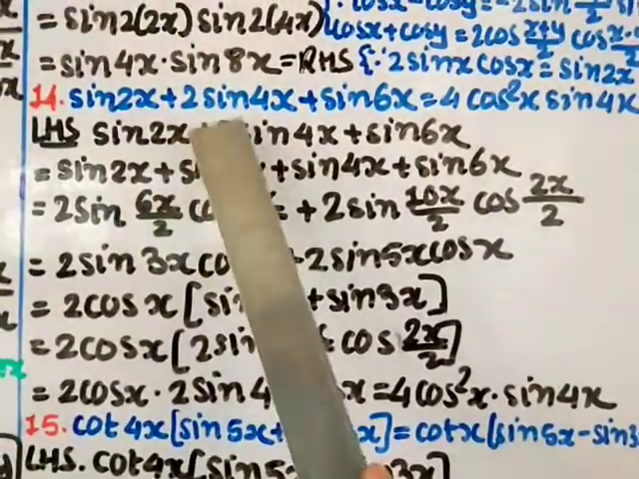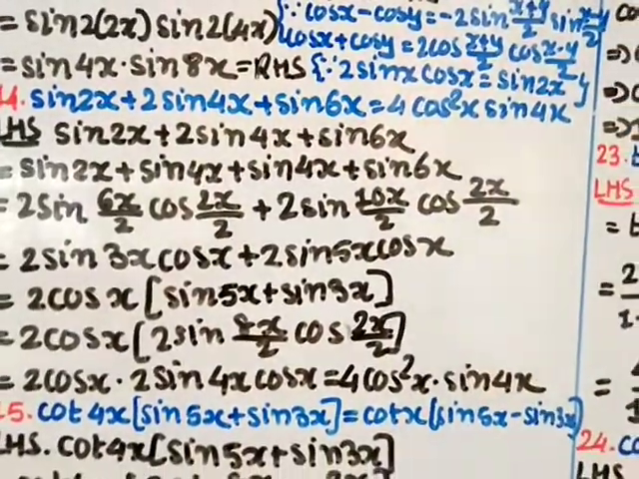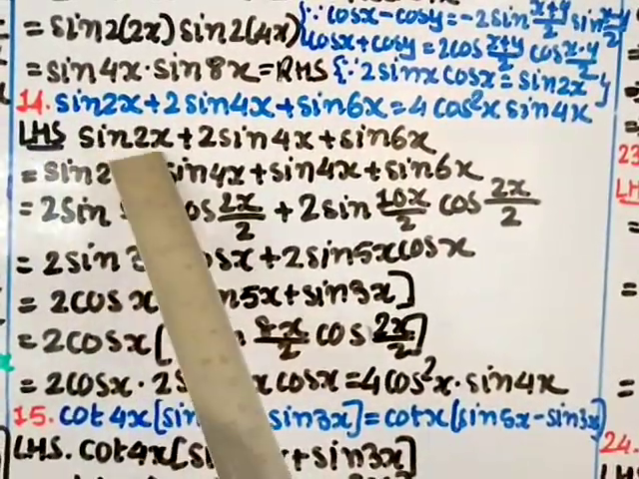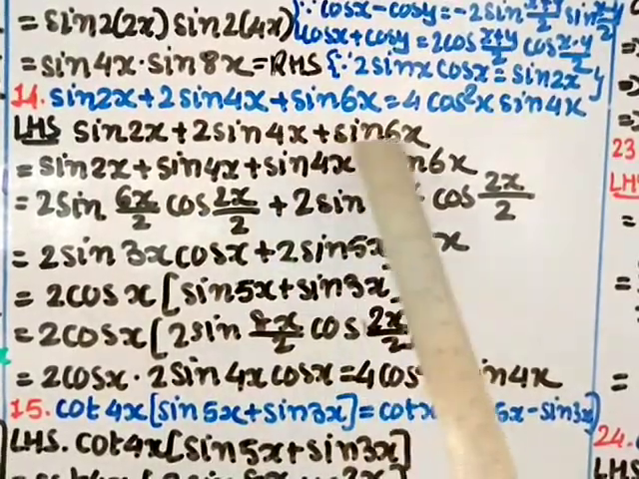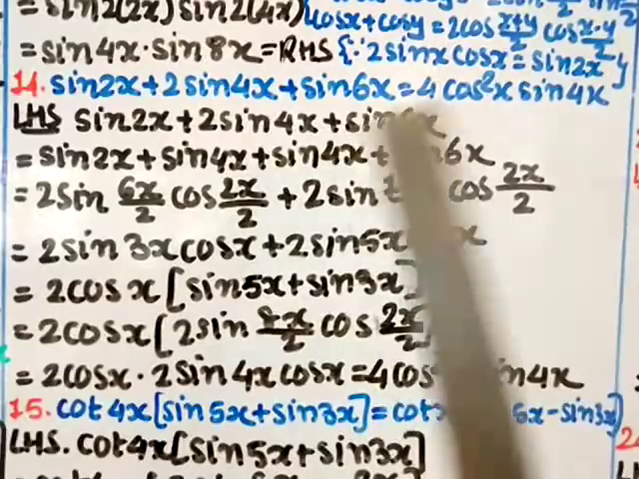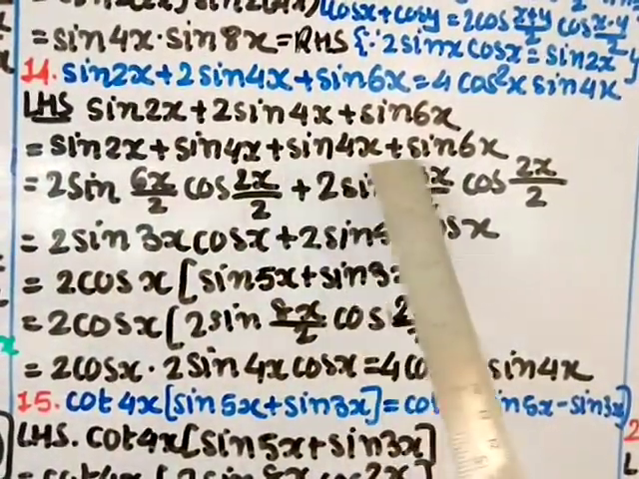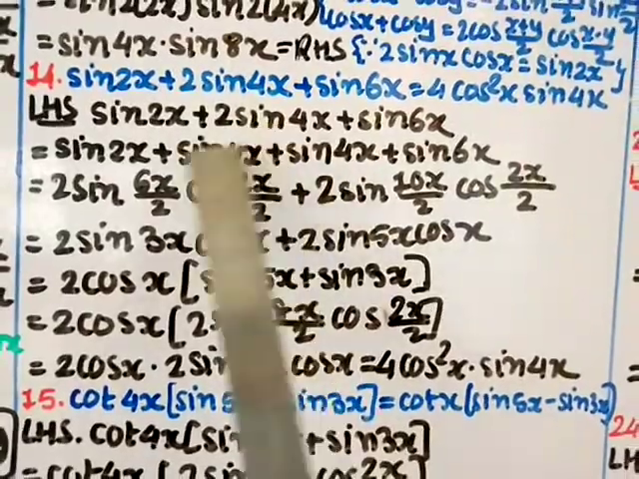Question number 14. Sin 2x plus 2 sin 4x plus sin 6x is equal to 4 cos square x sin 4x. Left hand side: sin 2x plus 2 sin 4x plus sin 6x. 2 times sin 4x, I am writing sin 4x plus sin 4x separating. So sin 2x plus sin 4x plus sin 4x plus sin 6x. These two terms now I am writing separately.